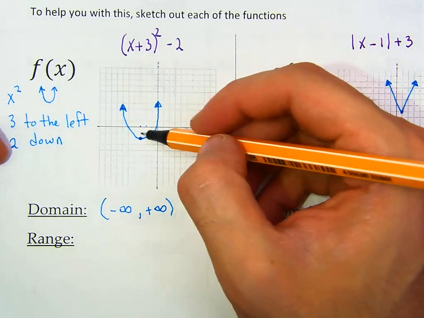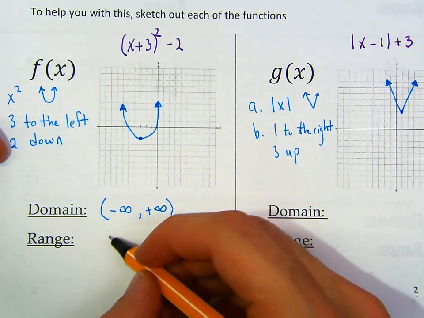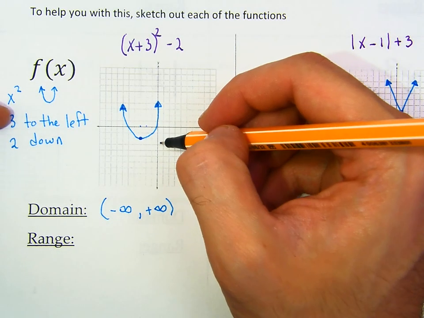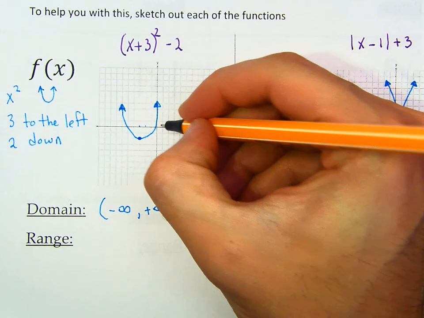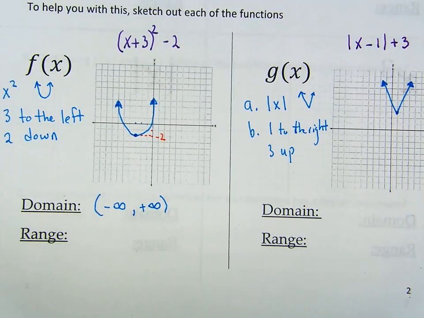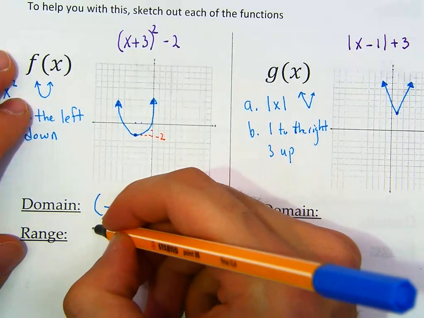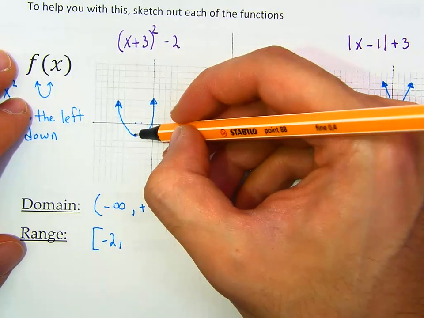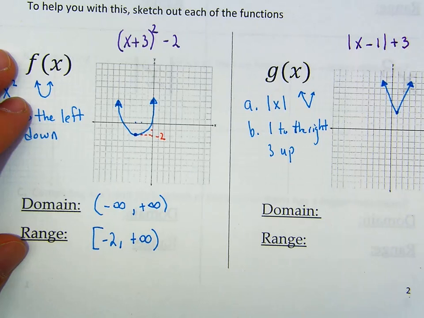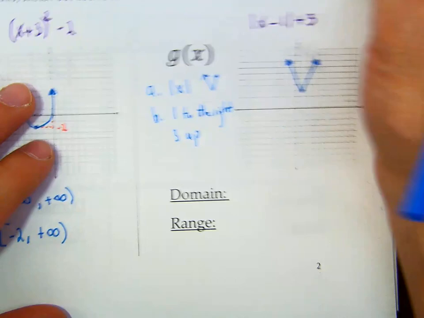And let's see, what did change? What's the range of this function? What's the lowest y value you have? Notice that the lowest y value you have is -2. Okay, that's the lowest y value you have. So it goes bracket -2. And what's the highest y value you have? It's +infinity.